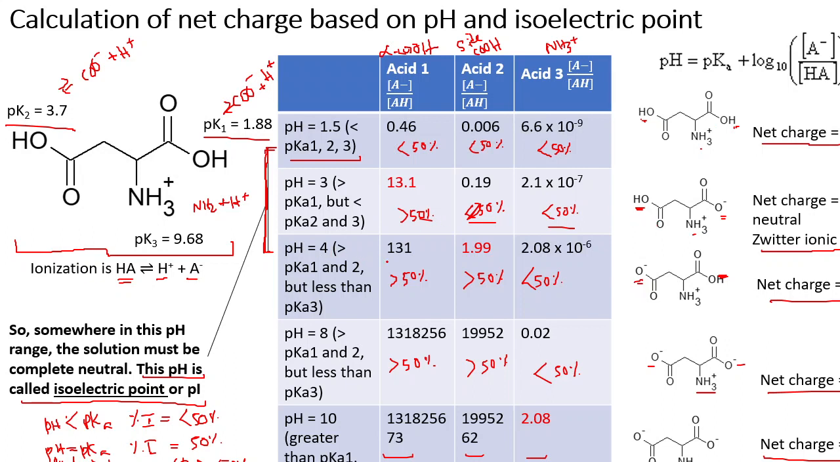Similarly, at pH 4, acid group 1 crosses 50% ionization and acid group 2 also crosses 50% ionization. But as the NH3 is still below 50%, this is minus charged, this is minus charged, but the amino group is still in its ammonium form. The net charge here is minus 1. So you can see that in this particular pH range the net charge switches from plus 1 to neutral to minus 1.